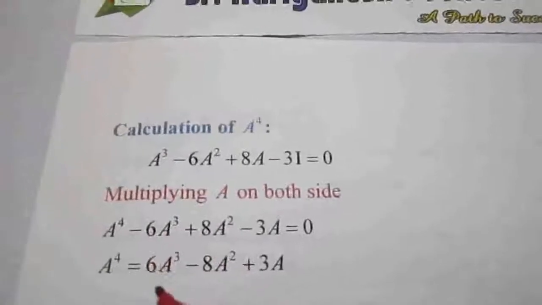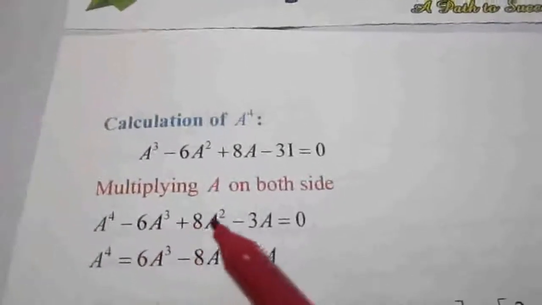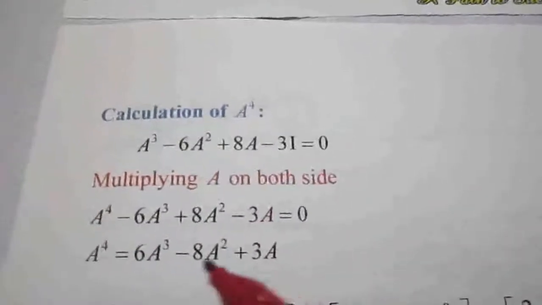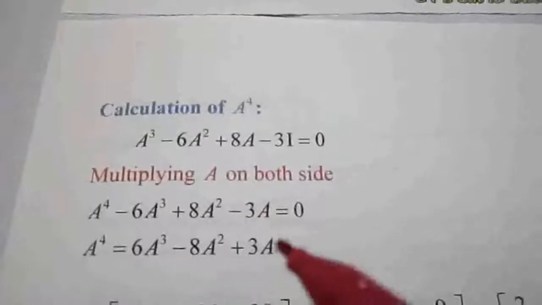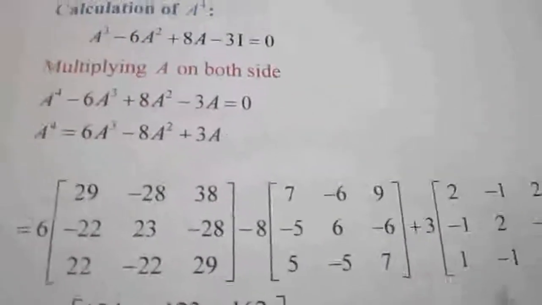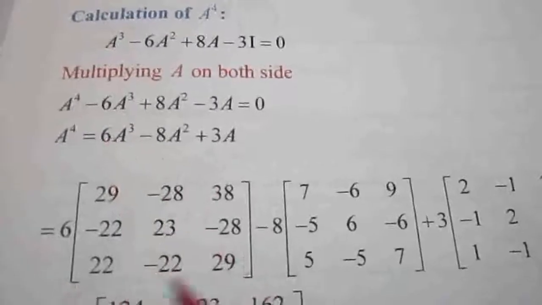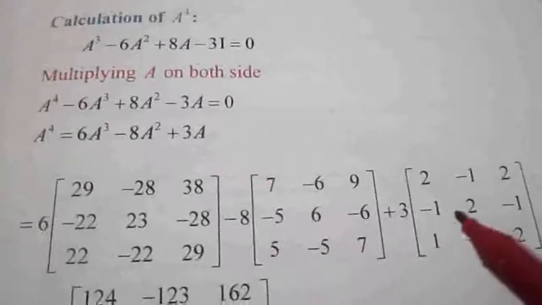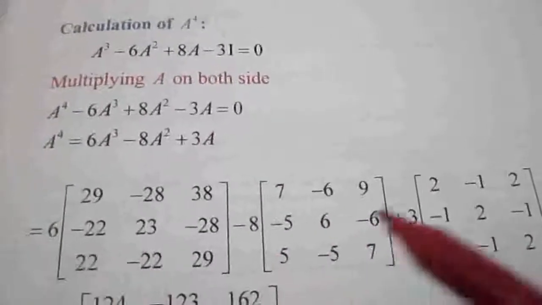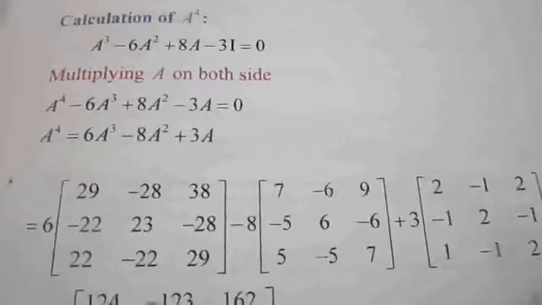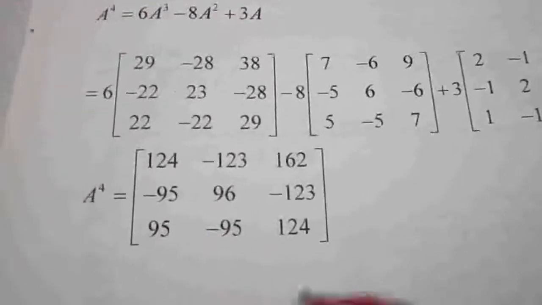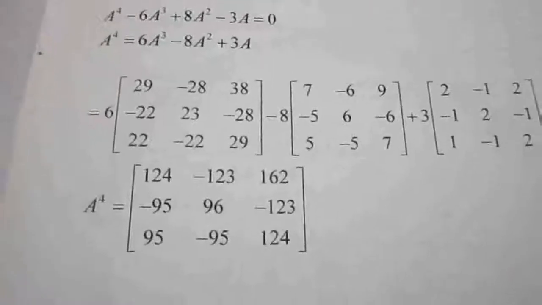So now minus 6A cube becomes plus 6A cube, plus 8A square is taken as minus 8A square, minus 3A you take it plus 3A. Now I am going to substitute A cube value, A square value, A value here. This is the term, 6 into A cube term, minus 8 into A square term, plus 3 into A term. Now you simplify these three matrices after multiplying 6 inside, minus 8 inside, 3 inside. Simplify, you will be getting this. This is A power 4. So now we found A power 4 using Cayley-Hamilton theorem. So third part also over.